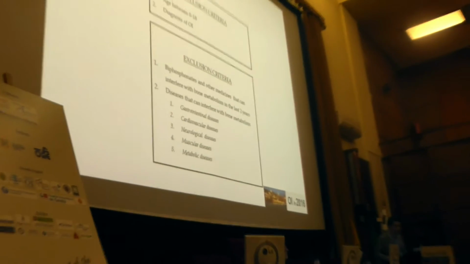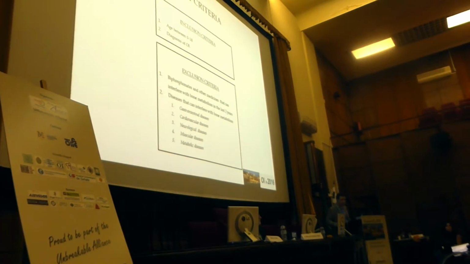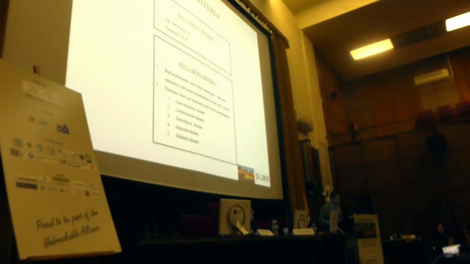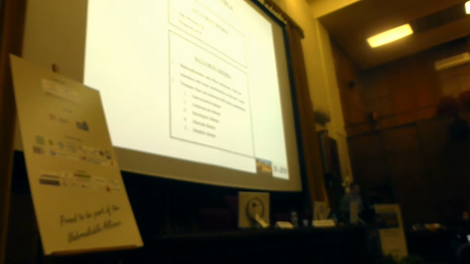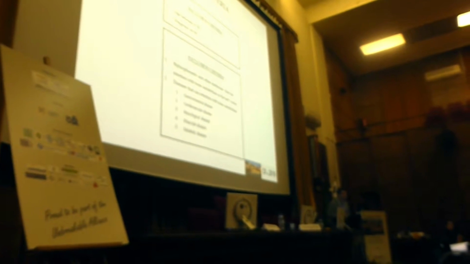We put the inclusion and exclusion criteria. In the inclusion, we have age from 0 to 18 and the diagnosis of osteogenesis imperfecta with radiological, clinical, and genetic diagnosis. In the exclusion criteria, we put bisphosphonate or other medicine, treatment of the patients in the last 2 years, and diseases that can interfere with bone metabolism, such as gastrointestinal, cardiovascular, and so on.